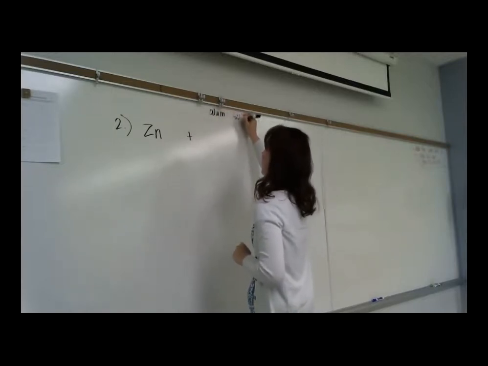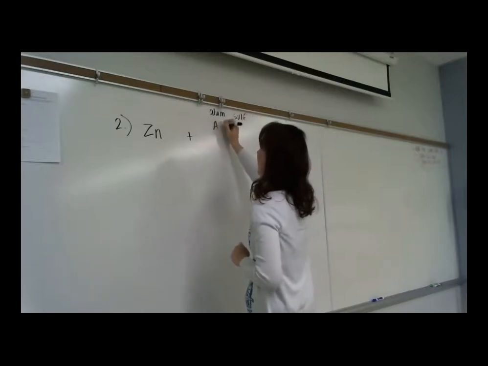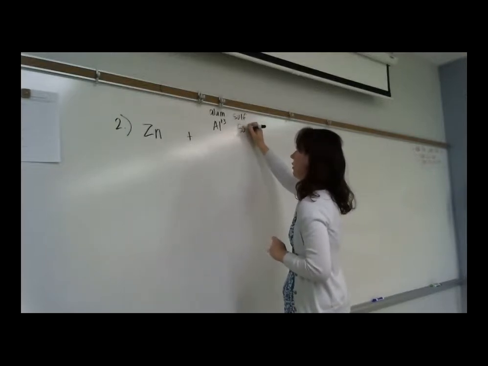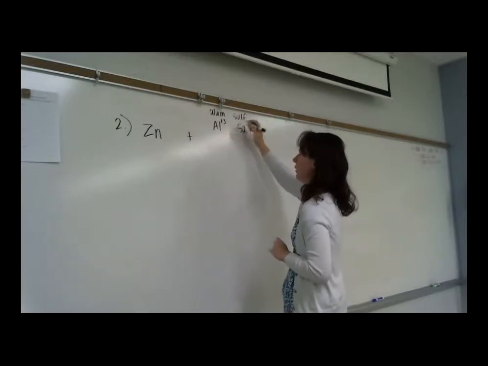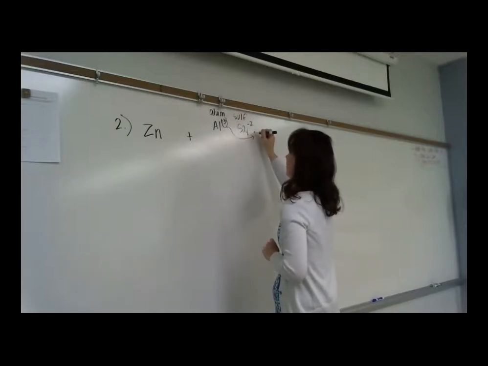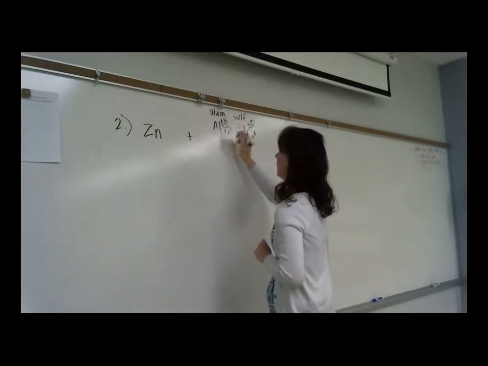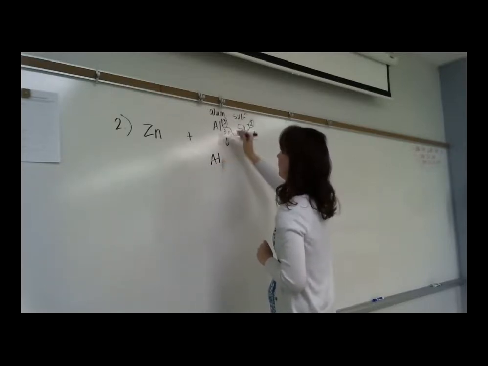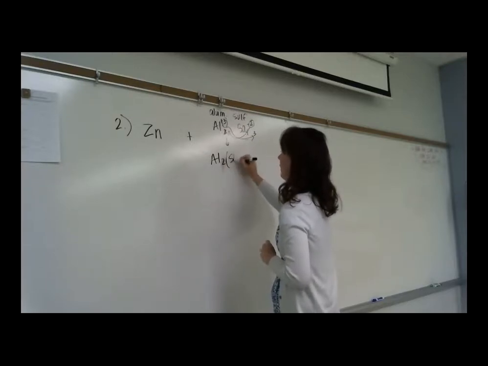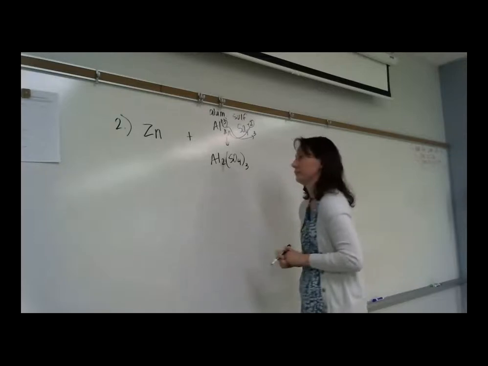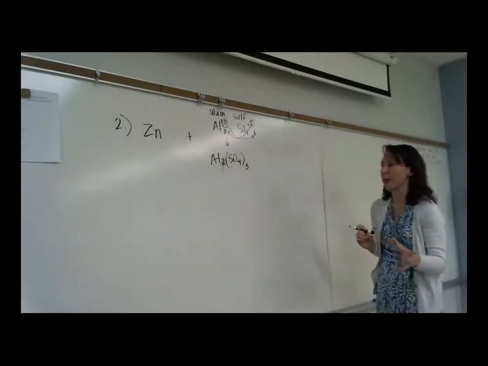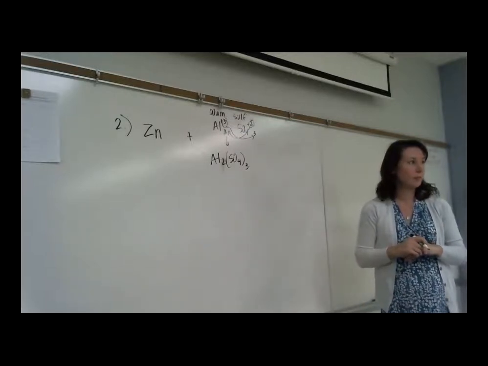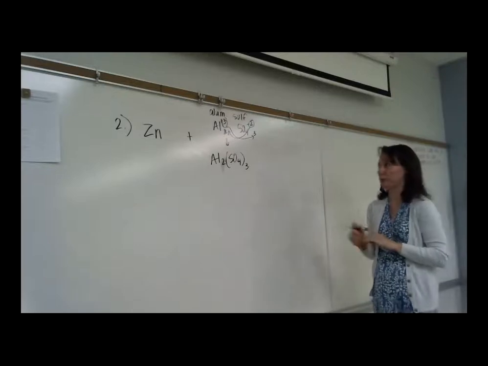Aluminum sulfate. So aluminum is Al plus 3. What's sulfate? SO4 minus 2. Right, so when we crisscross these, we get Al2(SO4)3. Okay, so this is a metal and a compound. So what kind of reaction is this? Single displacement, right.